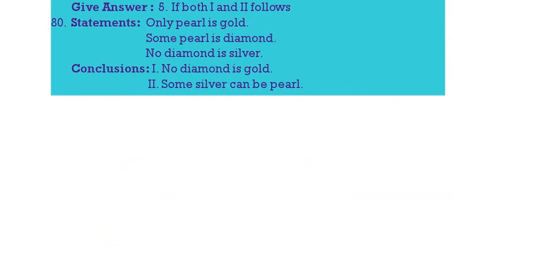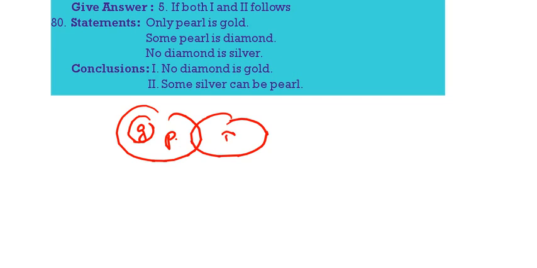Only pearl is gold. That means all gold is pearl. Some pearl is diamond. No diamond is silver. No diamond is gold. Here only pearl should be gold. So no diamond is gold definitely follows. Some silver can be pearl. Here there is no relation between silver and pearl. So any possibility definitely follows.